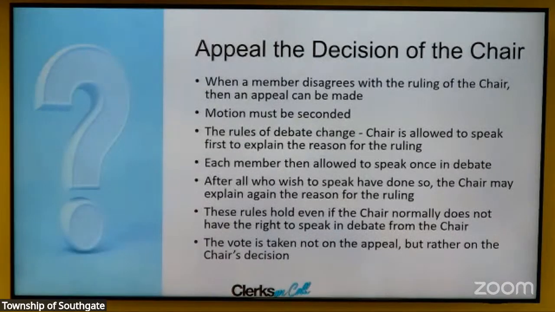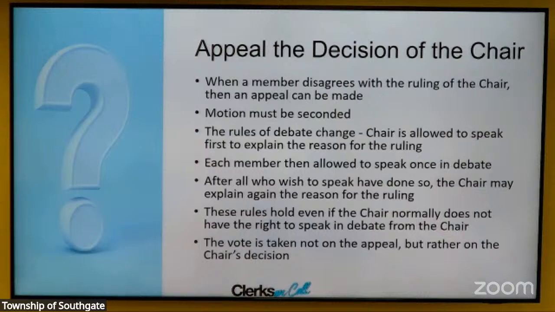So we talked about that a couple times during the presentation. It is an incidental motion that can cause some confusion. And this is when a member disagrees with the ruling of the chair, then the appeal can be made. The motion must be seconded, but the rules of debate change because the presiding officer is allowed to speak first to explain the reason for the ruling. Each member is then allowed to speak once in debate. After all who wish to speak have done so, the chair may again explain the reason for the ruling.